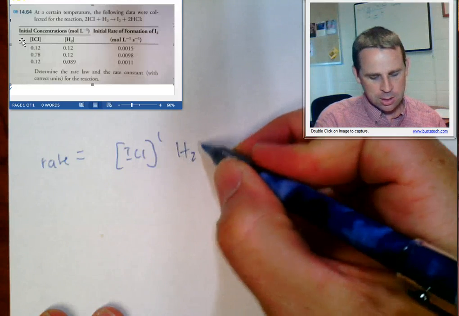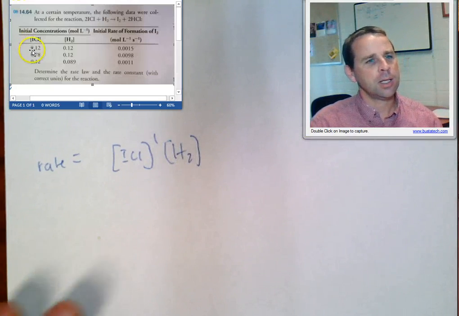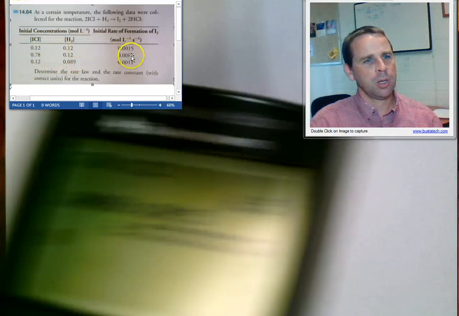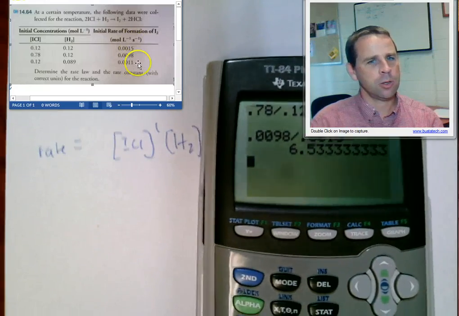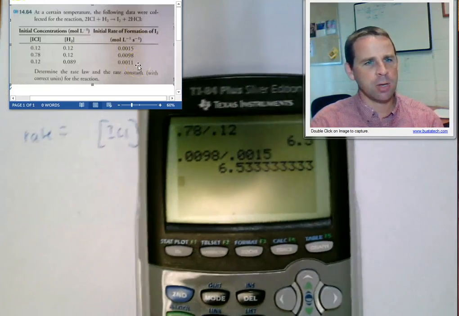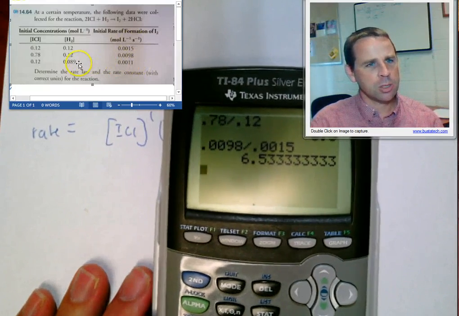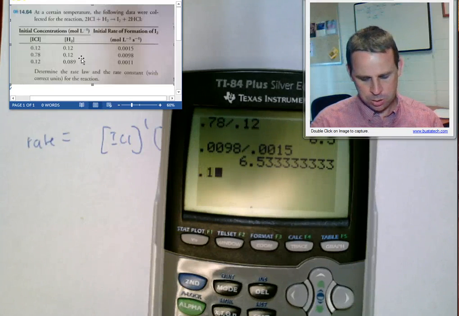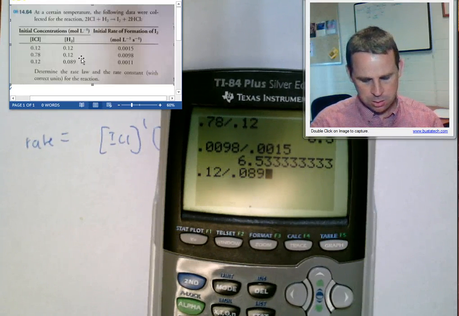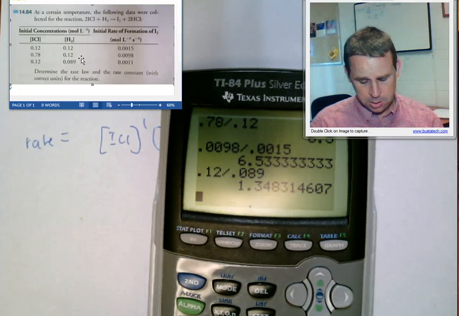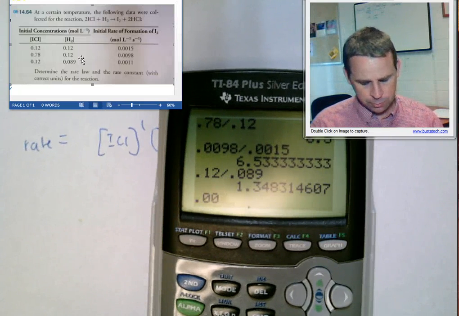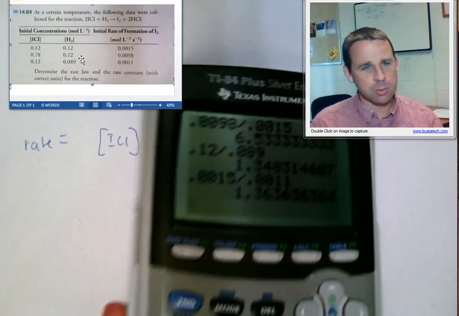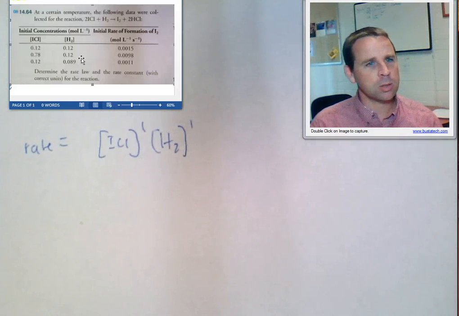And on the hydrogen gas, if I take the first and the third experiment, the third and the first, same thing, but in that direction, because we're lowering the concentration. So if I take the third to the first, I can take 0.12 divided by 0.089. That's an increase of 1.3 times, and 0.0015 divided by 0.0011. That's an increase of 1.3 times as well. So it looks like that's raised to the 1 power.